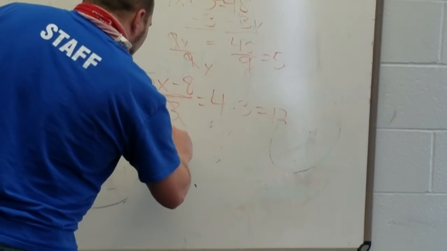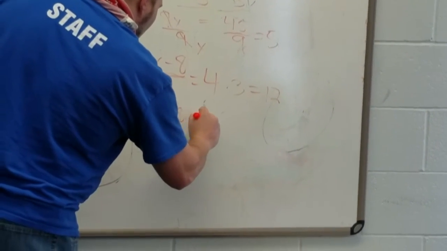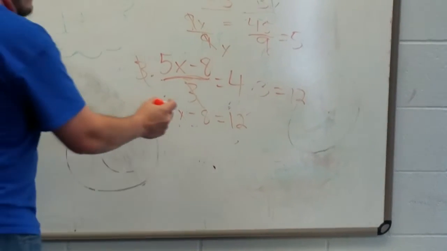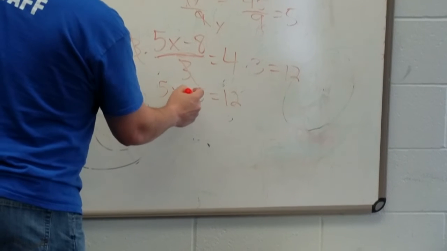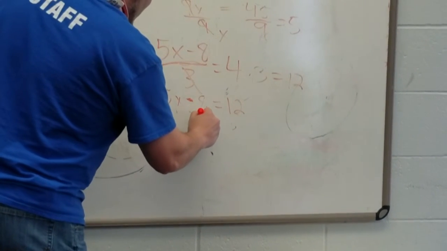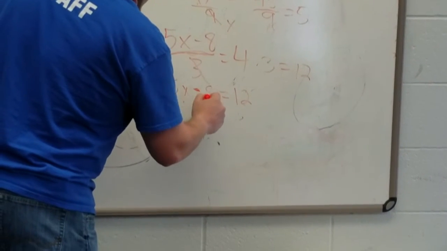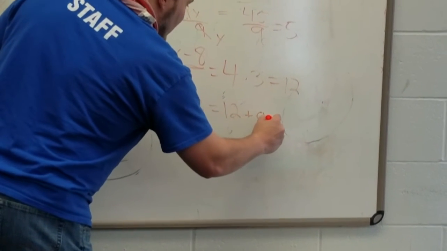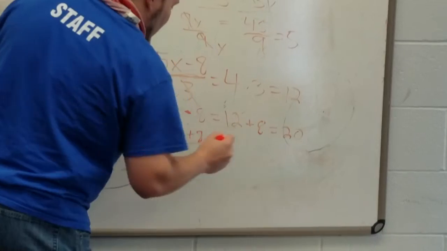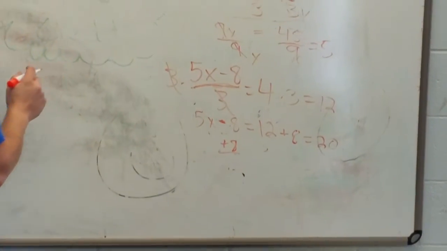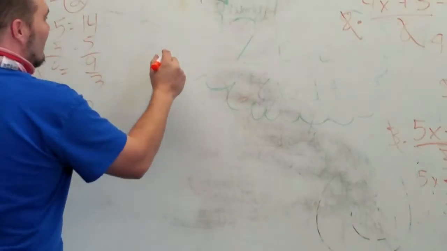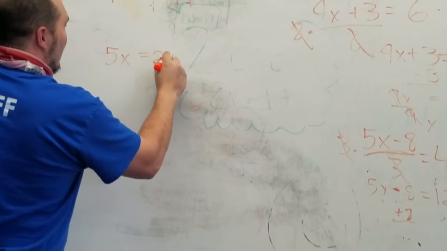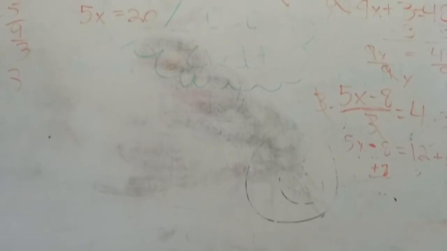I'm going to put that down here so you can see it a little better. Then we're going to get rid of this part that's not with the x, the minus 8. We're going to do that by adding 8 to both sides. So minus 8 and a positive 8 cancel each other out. 12 plus 8 equals 20. So we're left with, and I'm going to move it to the middle even though it doesn't make much sense to go there, but we're left with 5x on one side and 20 on the other side of the equation.